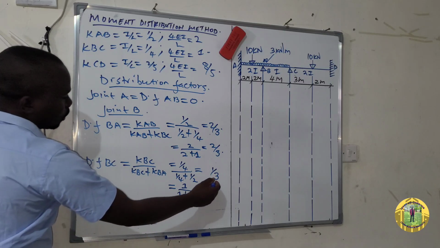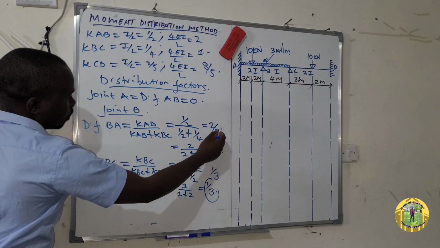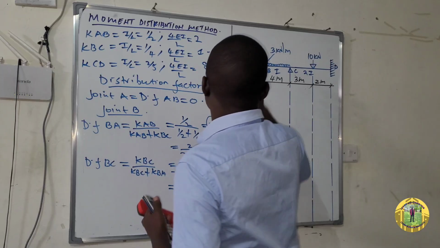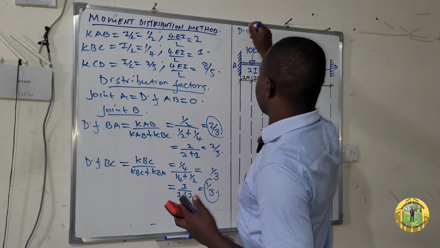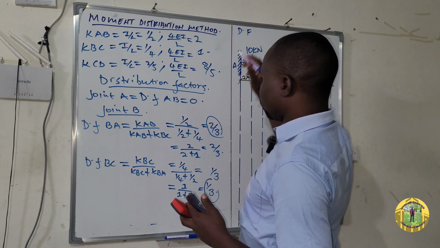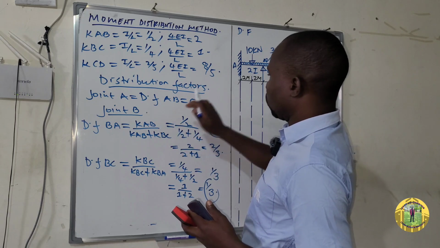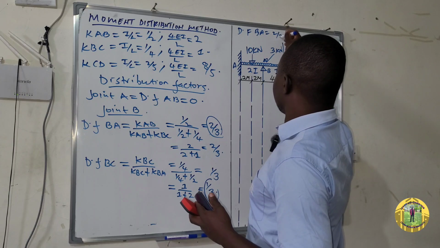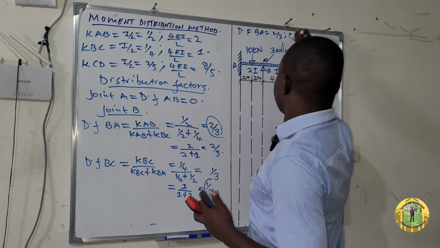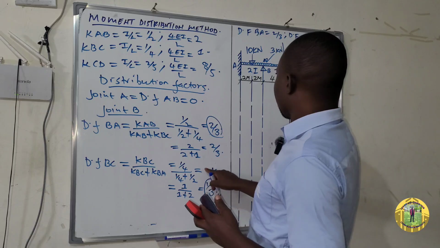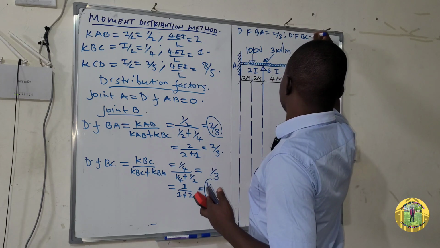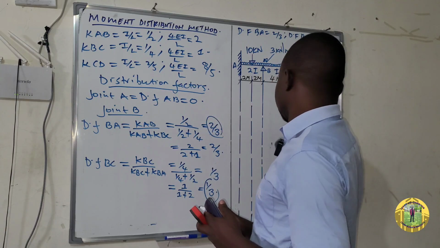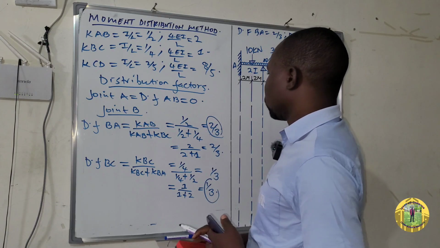So write this somewhere. Let me copy them here. We have DFBA is equal to 2 over 3, and then DFBC is equal to a third. This one is equal to 0. I think you will remember it, so no need to write it.